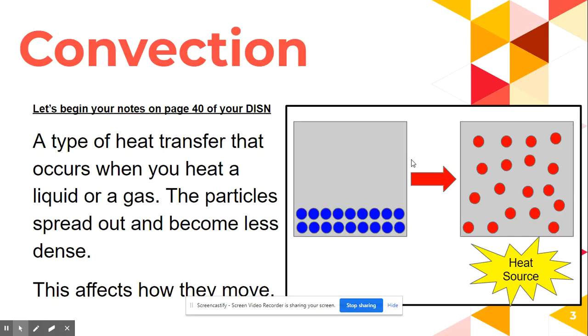Right here, it's telling us that convection is a type of heat transfer. Okay, it occurs when you heat a liquid or a gas and the particles spread out and become less dense. This affects how they move.